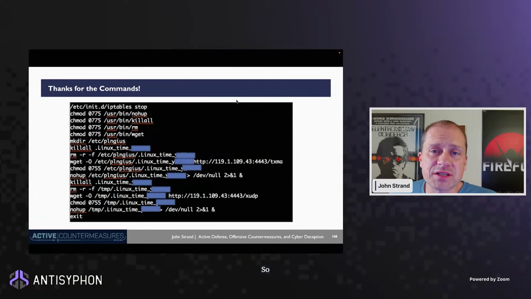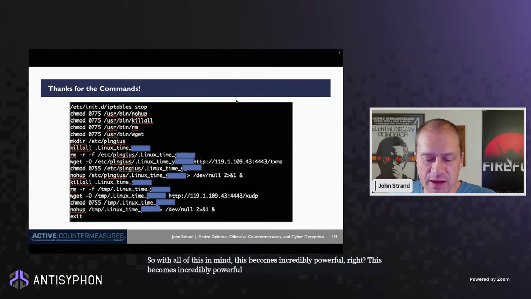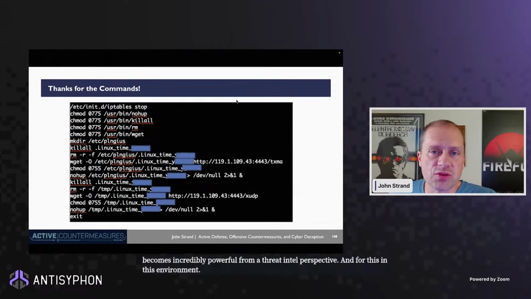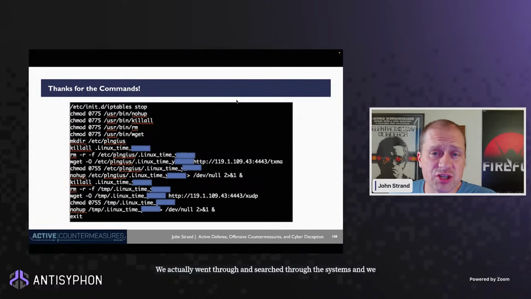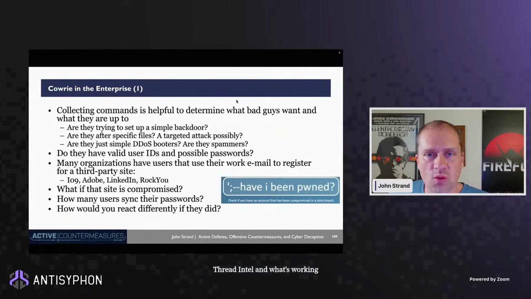So with all of this in mind, this becomes incredibly powerful, right? This becomes incredibly powerful from a threat intel perspective. And in this environment, we actually went through and searched through the systems, and we were able to find 3 additional systems that were connecting back to that IP address. Once again, threat intel and what's working in your environment right now.